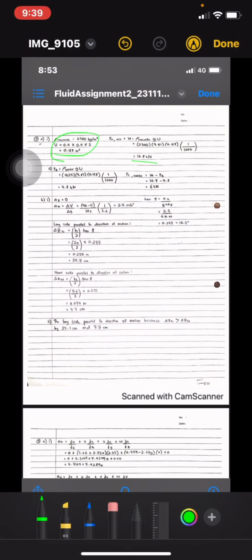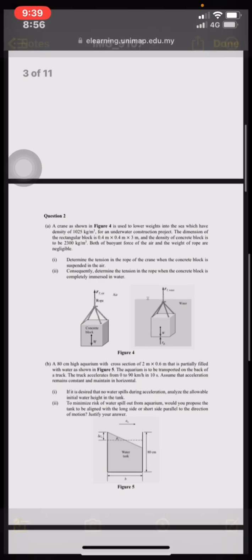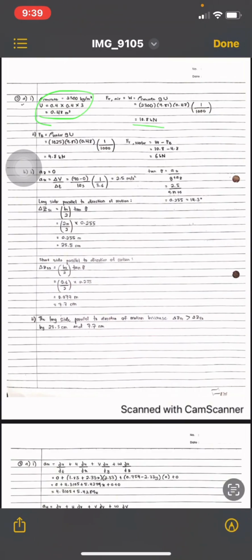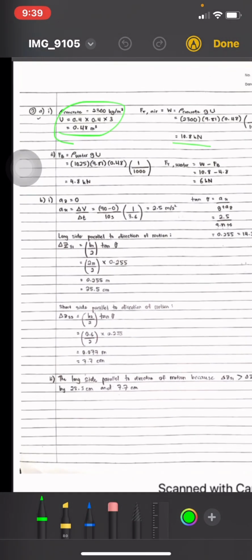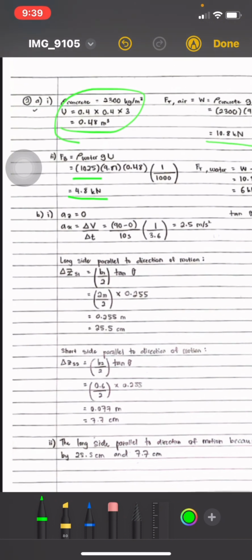Then question 2, A2 is to determine the tension in the rope when the concrete block is completely immersed in water. For this question, we have to change the density because we are using the density of water now. So I use the density of water, 1.1025, and I use the formula for buoyant force, which is rho g V, and I get 4.8 kilonewton.